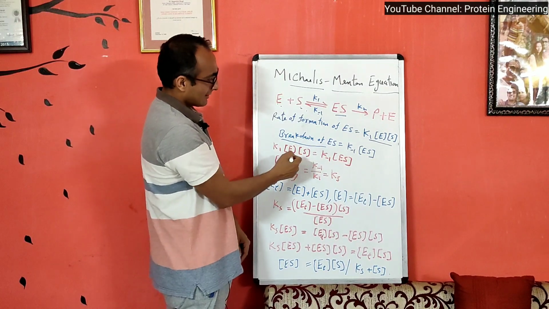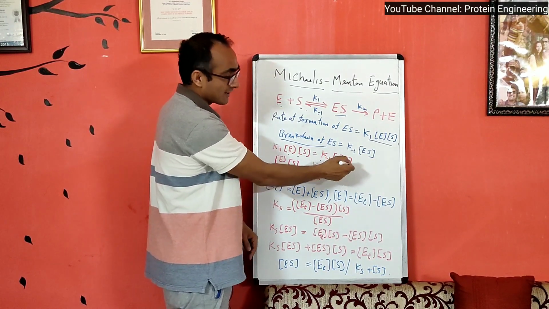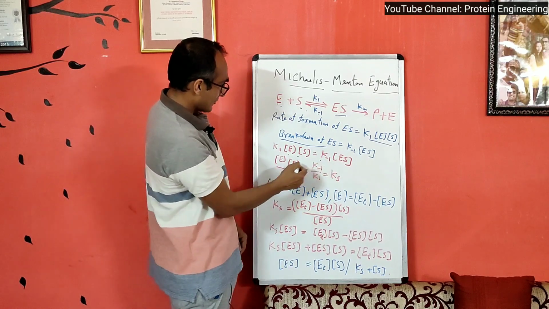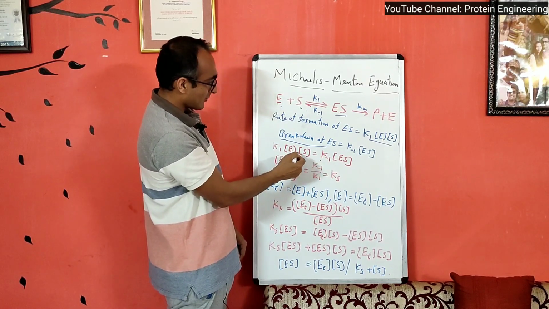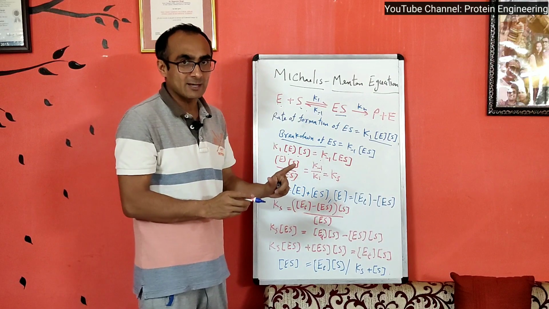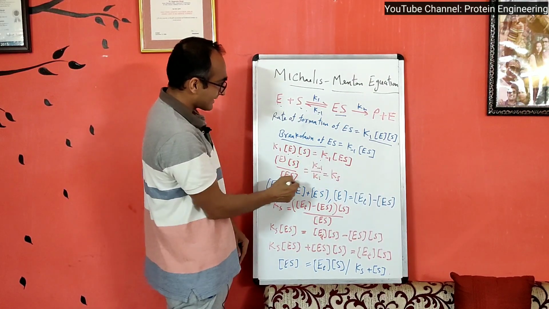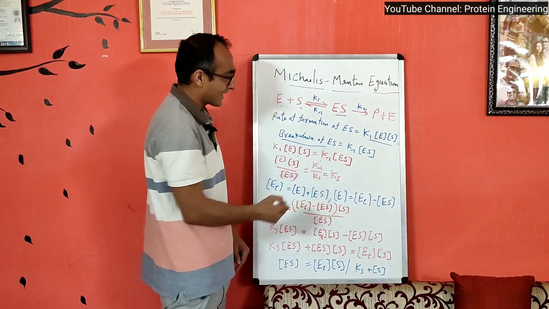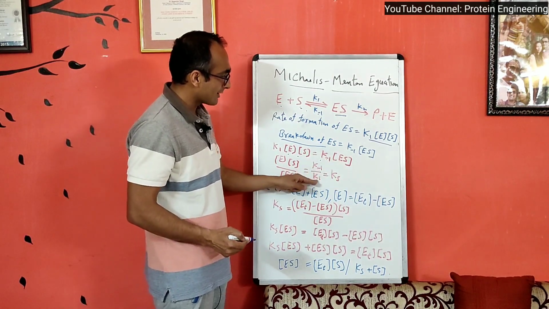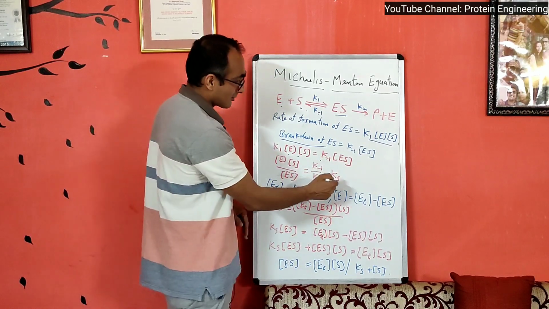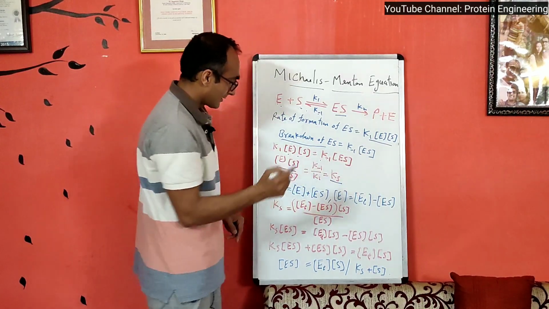So we can put them together. K1 E S is equal to K minus 1 ES complex, and from here we can derive the concentrations, where E is free enzyme and S is substrate. So E times S divided by ES is equal to K minus 1 divided by K1. So K minus 1 divided by K1 is the equilibrium constant for the ES complex, which is now called Ks.